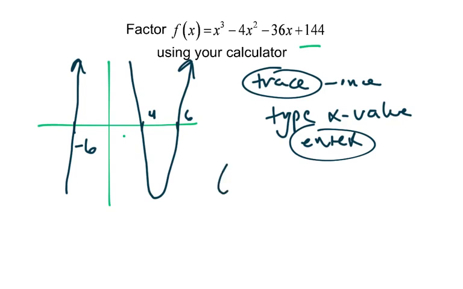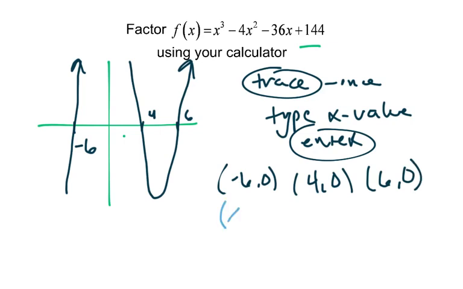So that means that my zeros are (-6, 0), (4, 0), and (6, 0), which means that my factors are going to be x plus 6 for that one, x minus 4 for that one, and x minus 6 for this last one.